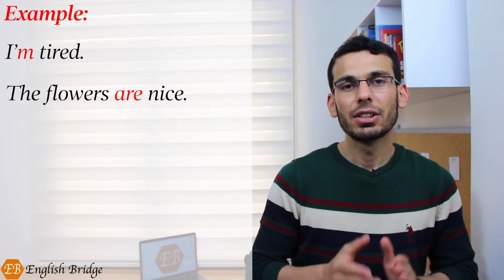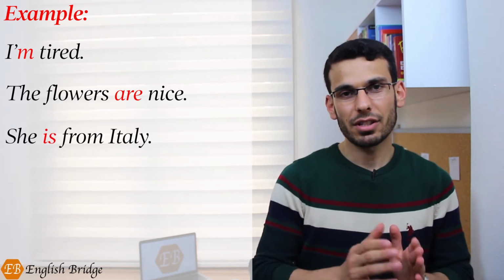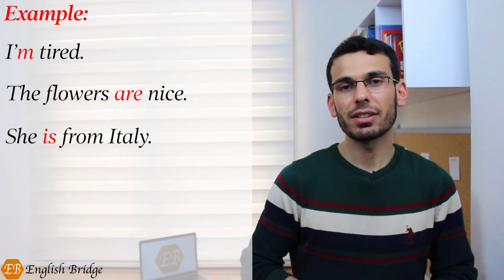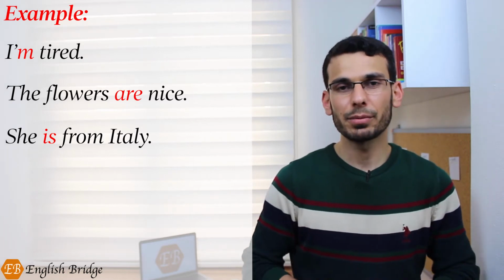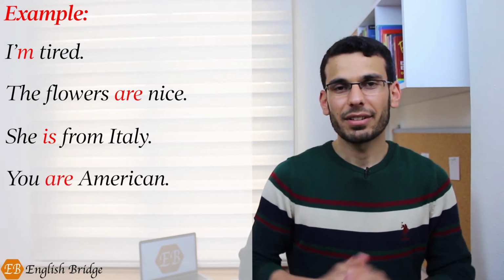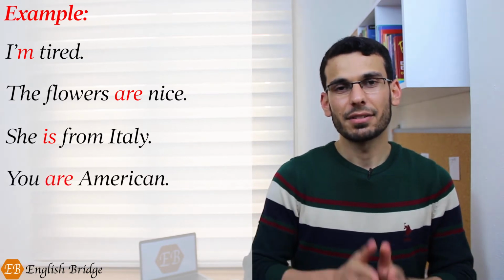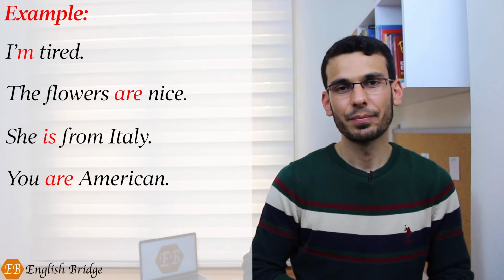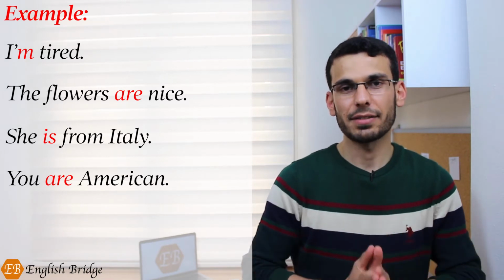Another example, she is from Italy. She is from Italy, or we say she's from Italy. So she is the subject, followed by is, which is verb to be, and then complement. And one more example, you are American. So we have you, the subject, followed by verb to be, which is are, and then complement. You are American. So this is everything about positive sentences.